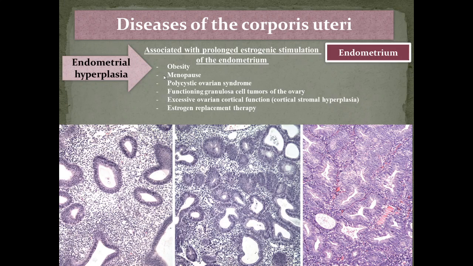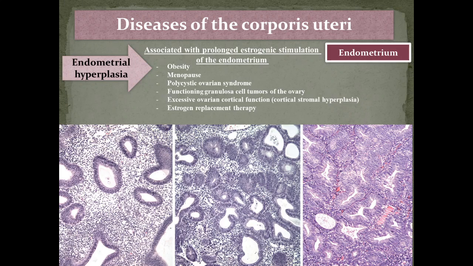Probably 10 years ago we put menopause in the first place, but today you see that obesity has already taken this place, because we have statistically proved evidence that obesity leads to malignancy in the endometrium, so adenocarcinoma of the endometrium, and in the breast, so adenocarcinoma of the breast.